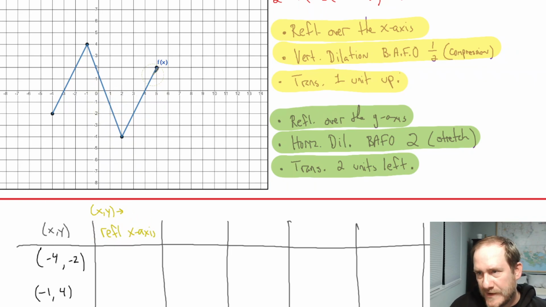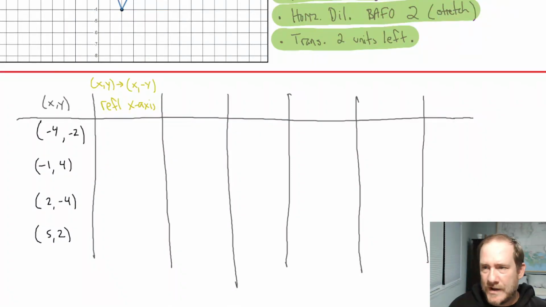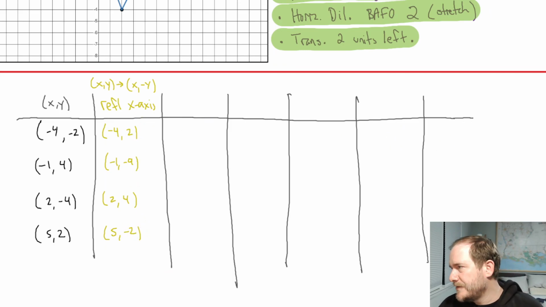So what happens when you reflect over the x-axis? Well, think about it. Just your y's change. So you would leave x alone, and you'll just change the sign of y. And if you get that, then you can just run down this column super fast, and you know that your points are now (-4, -2)... (-4, 2), (-1, -4)... (2, 4), and (5, -2). Okay, that's the reflection handled.